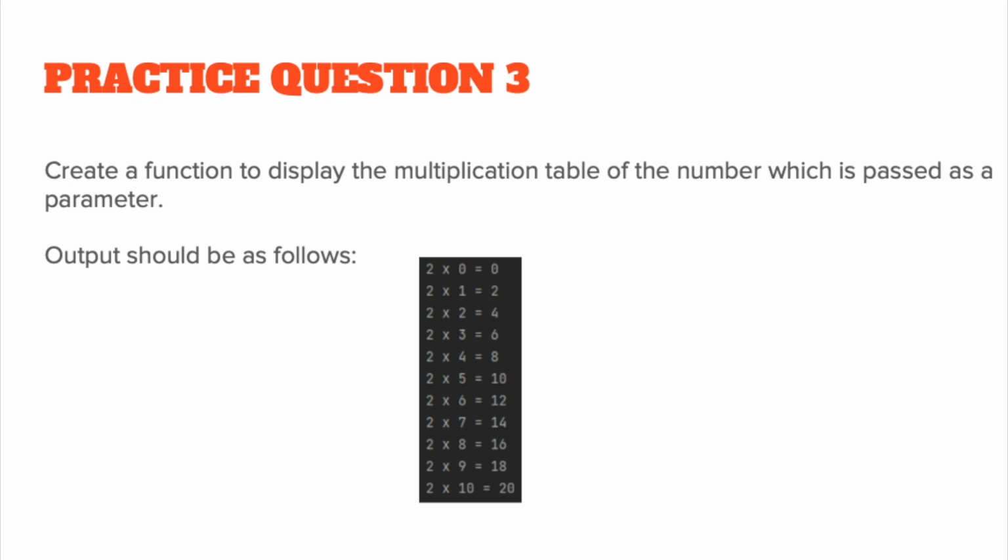Let's do practice question 3. You now need to create a function to display the multiplication table of the number which is passed on as a parameter. Now the user can pass any number into this program, and this function should be able to create a table like this. So the output should be as follows. You can see the output on screen.